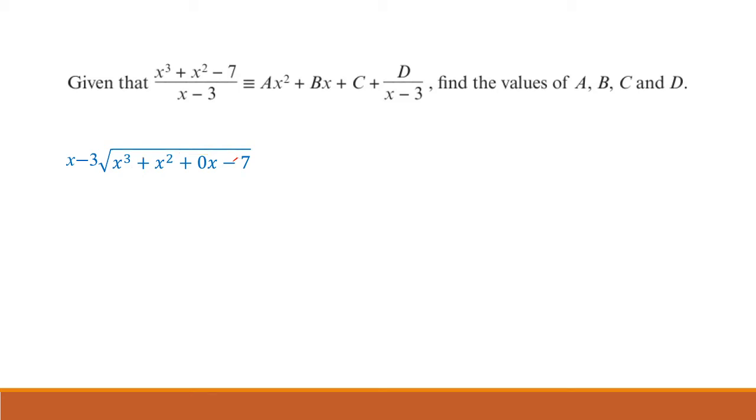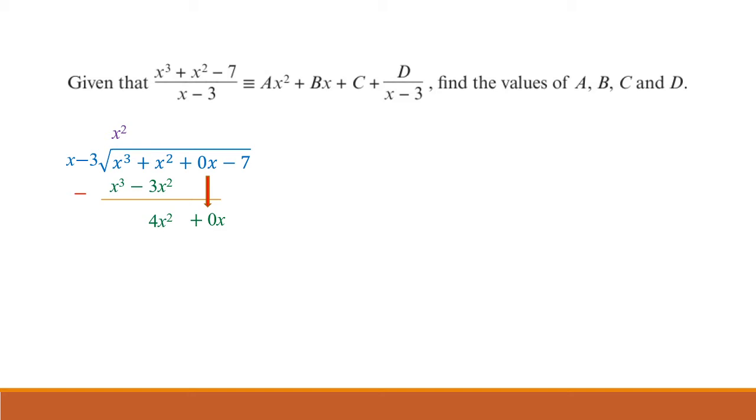So here we have x cubed, we have x squared, but we don't have an x, right? x to the power 1 is not there in the numerator. So we need to include that with a coefficient of 0. And then we have the constant minus 7. Okay, let's start dividing. Now we want to get x cubed first. So we need to multiply x minus 3 by x squared. And when you multiply, you get x cubed minus 3x squared. Now subtract that to get the remainder and bring down the next term.